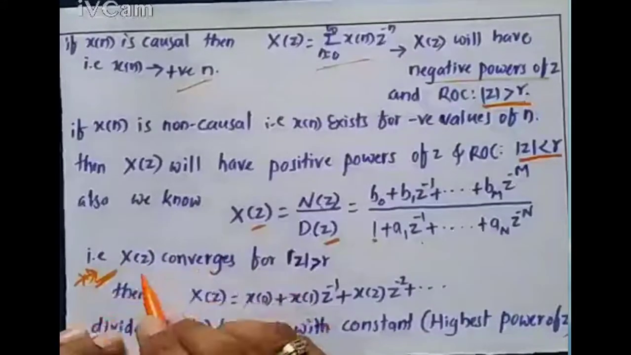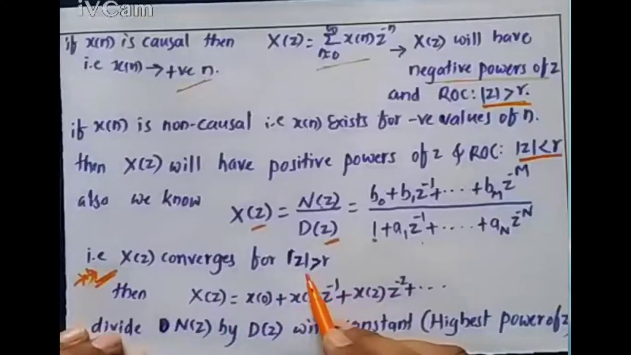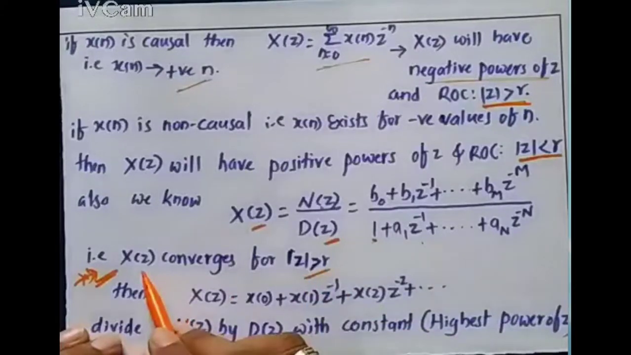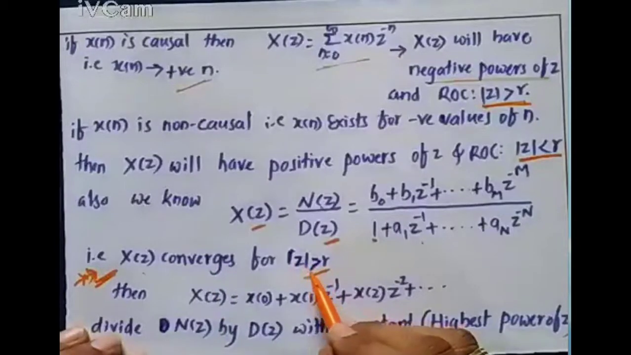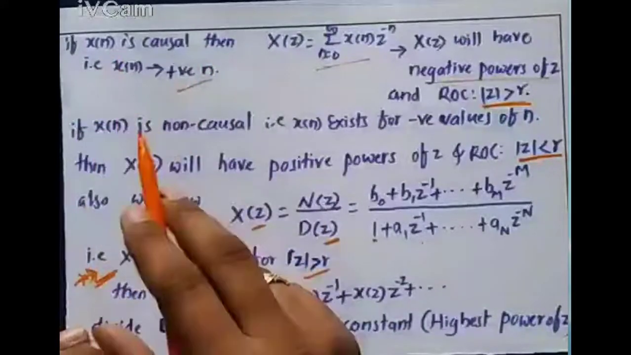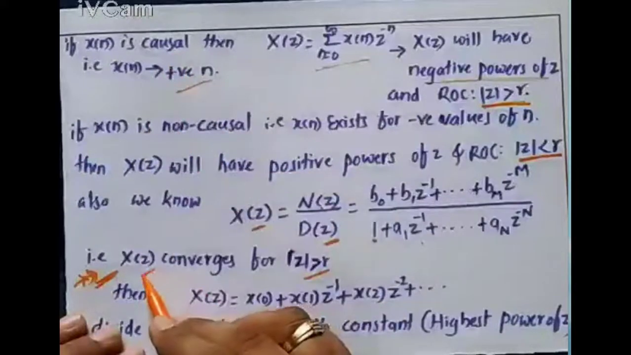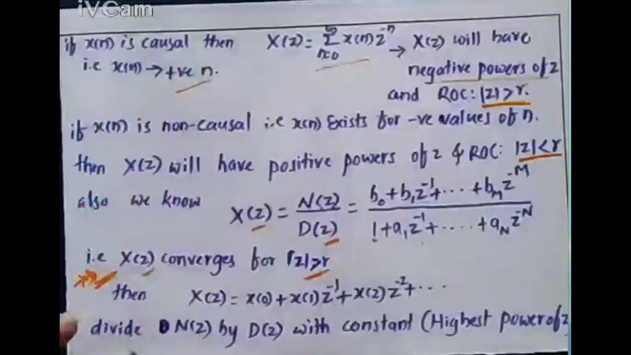Okay, so if X of z converges for mod z greater than r, what does it mean? X of z converges, that is, the ROC of X of z is mod z greater than r, it means the x of n is causal. So whatever the x of n that I am going to get is causal. So if X of z converges for this region, then x of n is causal. Okay, in that regard you have to identify.